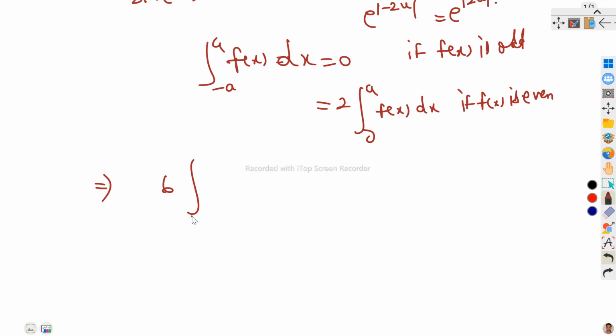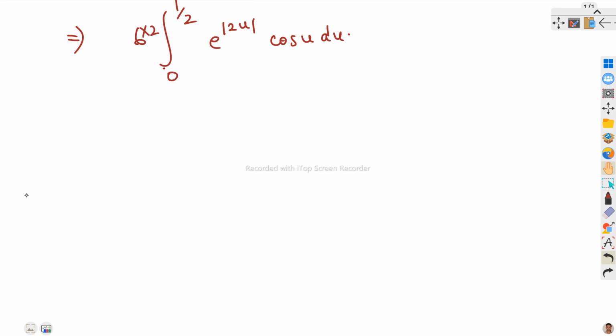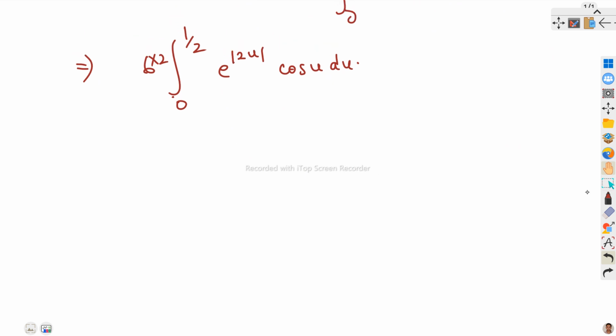6 into 2 times the integral from 0 to 1 upon 2 of e raised to power mod 2u cos u du. So we have to find this integral. The above integral is equivalent to this integral, so this can be written as 12 times the integral from 0 to 1 upon 2 of e raised to power 2u cos u du, since the modulus function is positive when u is greater than 0.